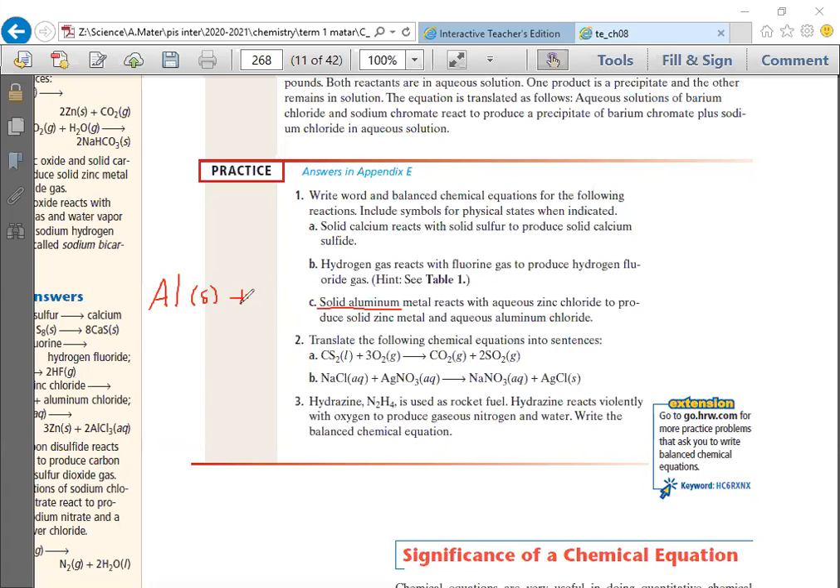Okay, zinc chloride. Always remember that zinc is Zn, chlorine is Cl. What is the valence of zinc? It's 2, while chlorine is 1. So switch places. It must be ZnCl2. That's how to write the chemical formula of an ionic compound. We studied it in chapter 7. So ZnCl2, aqueous, and aqueous means AQ.